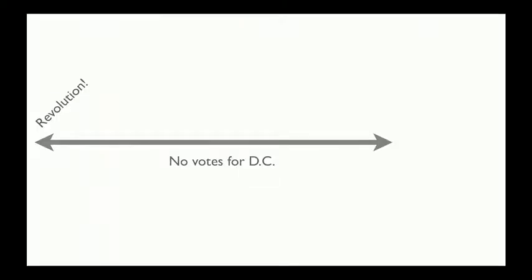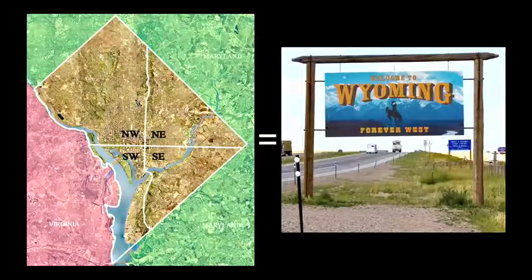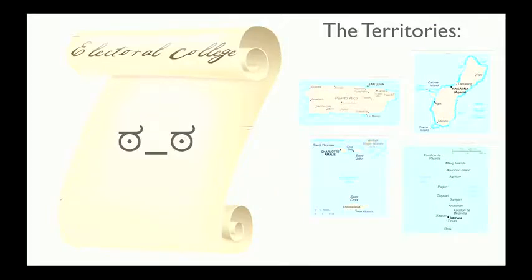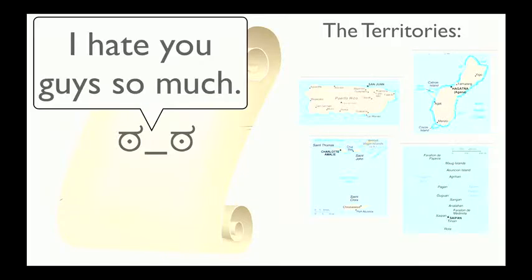For most of the United States history, people living in the district didn't get to vote for president. Then, in 1964, the Constitution was amended to give D.C. the same number of votes as the least populous state, Wyoming. So the Electoral College likes D.C., but you know who it doesn't like? The territories. The often forgotten Puerto Rico, Guam, U.S. Virgin Islands, and Northern Mariana Islands get no votes from the Electoral College because they aren't states and they don't have a special constitutional amendment to recognize them.